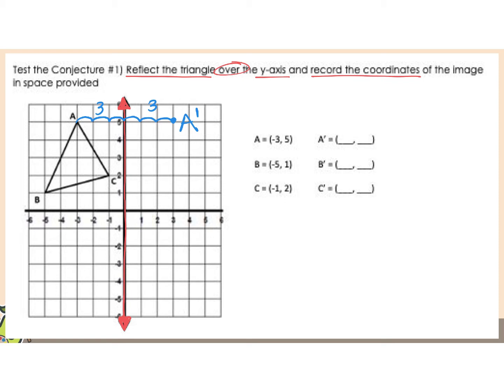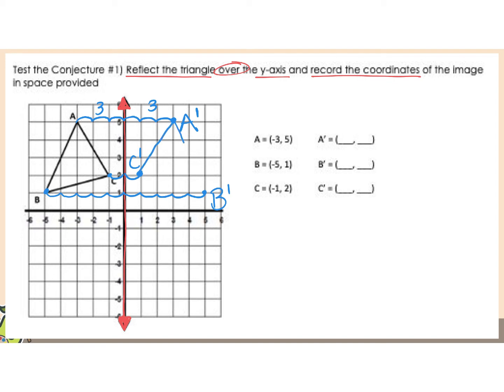So now we're going to go to point B. How far is B from the red line? 1, 2, 3, 4, 5. So starting from that red line, we're going to count 5 spaces going to the right. 1, 2, 3, 4, 5. And we label this B prime. And then finally C is just 1 space. So we count 1 space the other direction, C prime, and now we connect our points.